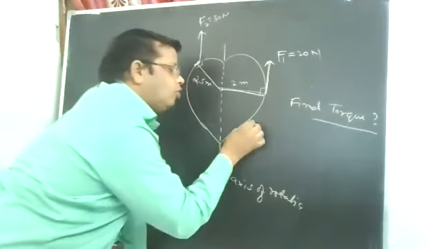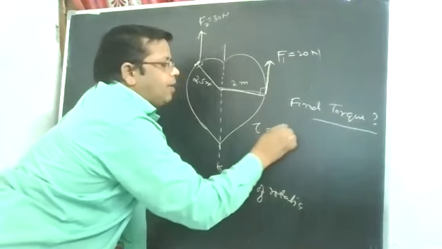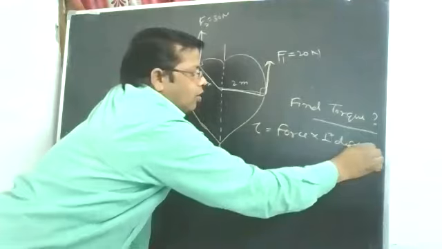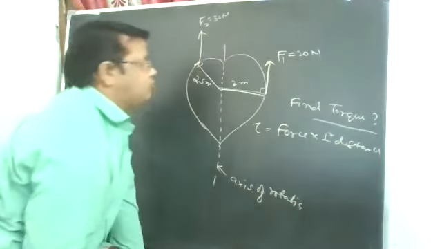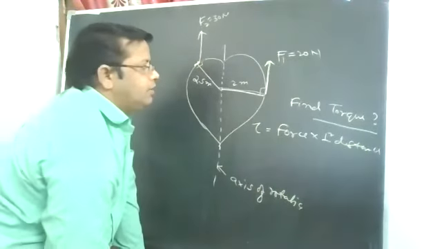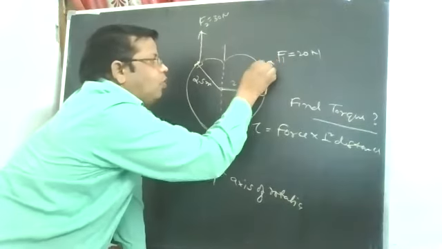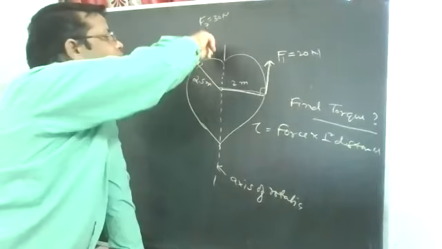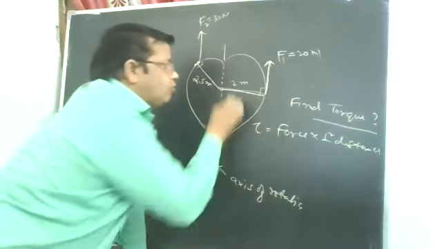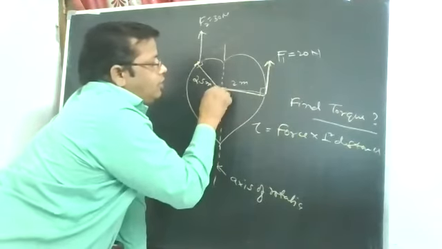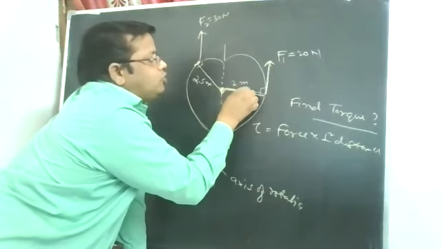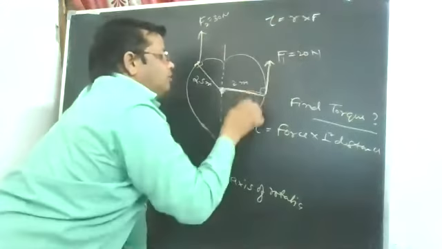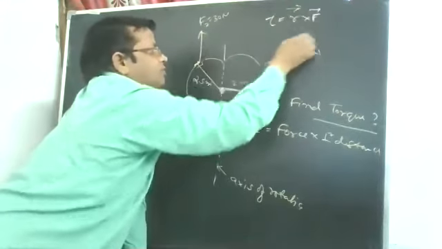You know torque is equal to force into perpendicular distance from the axis of rotation. Now you see here, two forces are acting. This force will rotate the body in anti-clockwise direction, and this force will rotate the body in clockwise. How can you say? This is the center point. From here, R is the position vector, and you always consider torque is equal to R cross F.